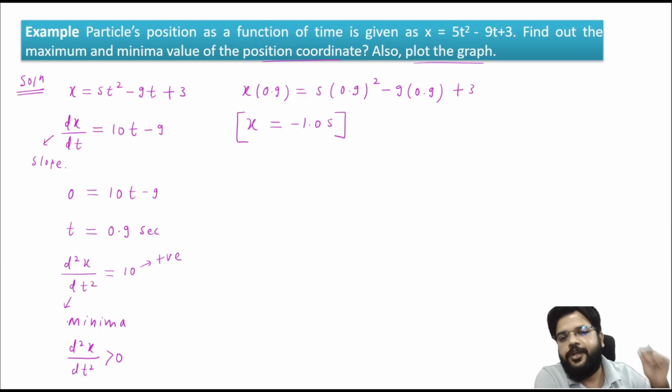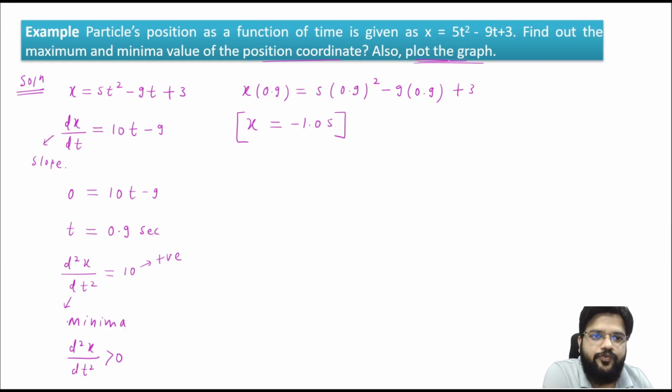All right. So the coordinate of minima we got. Now we want to plot the graph also. For the graph we require some coordinates, everyone. Many coordinates are required, then we will get a proper graph. So let's see what we can do here. Now we want to plot the graph here.